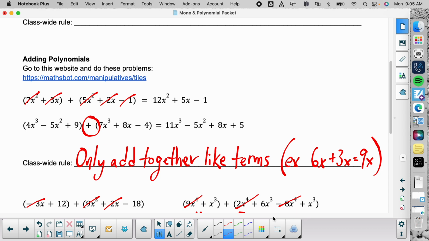The reason they call these addition problems is because there's a plus sign in front of a parentheses.